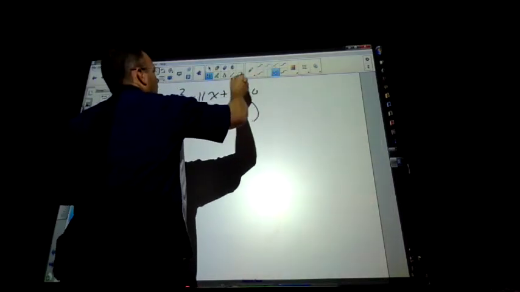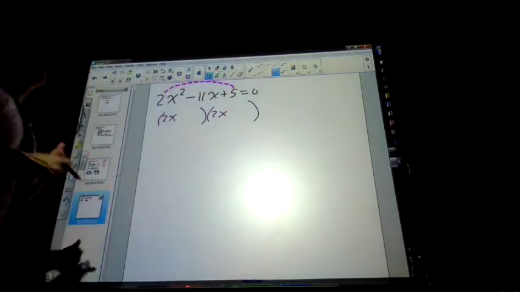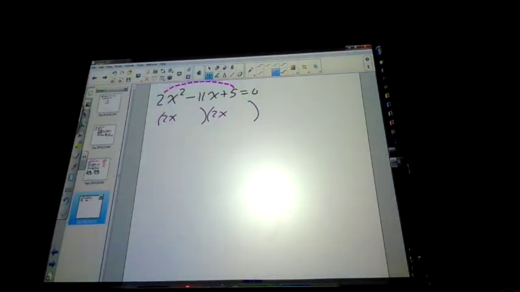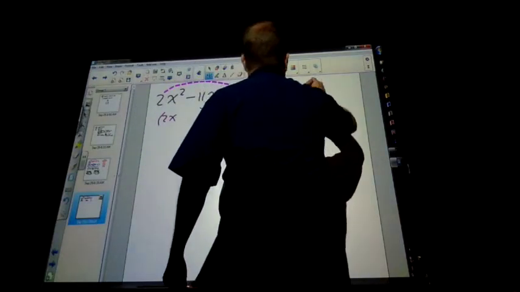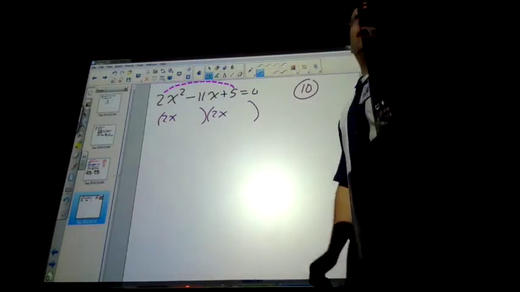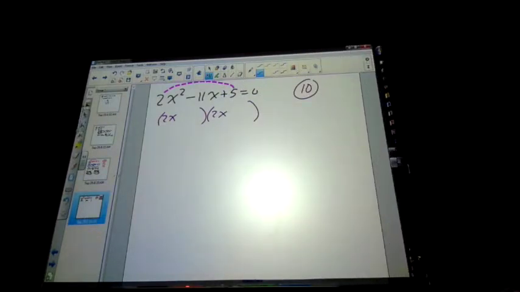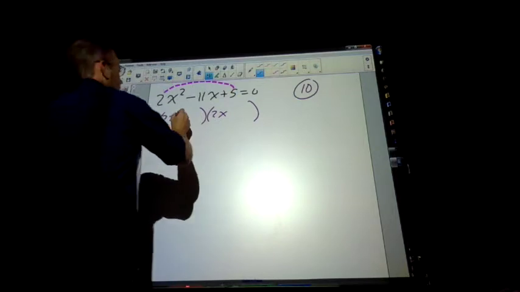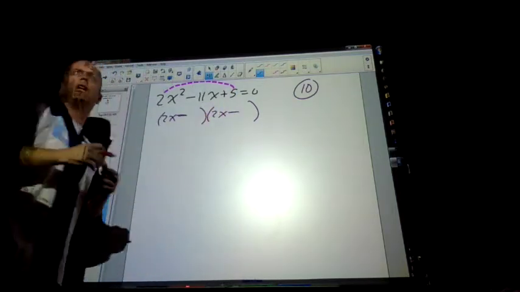What is 5 dreaming about being? 10. And in order for me to get 10, I know that a positive times a positive is positive 10. But what else is equal to 10? A negative times a negative, right? So we have to think, do we want both signs to be positive or both to be negative? Why? Because of the negative 11. Because this is a negative here and that's a positive, that means both signs have to be negative here.